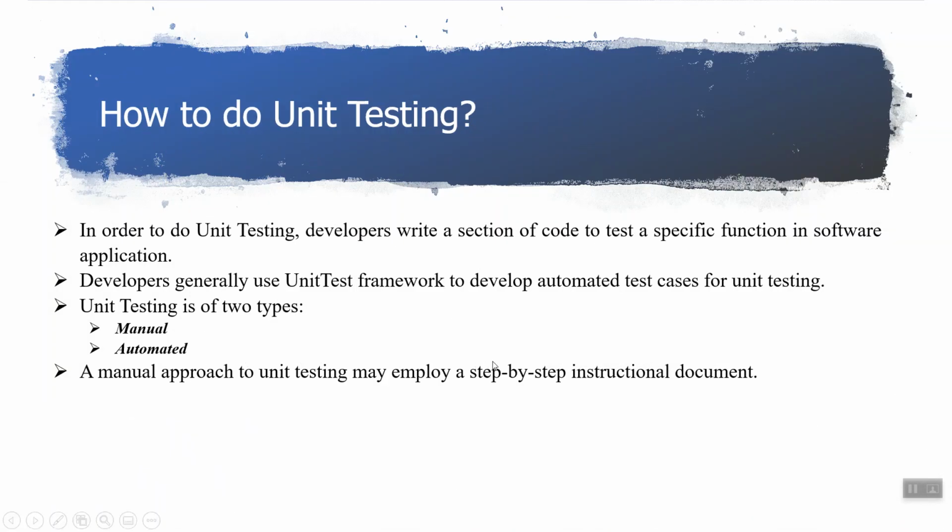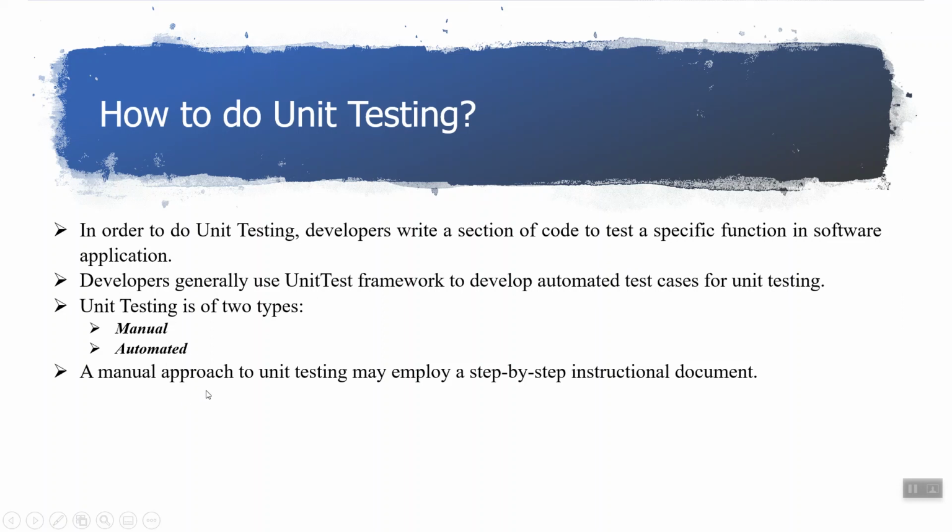The next is how to do unit testing. In order to do unit testing, developers write a section of code to test a specific function in a software application. So developers generally use a unit test framework to develop the automated test cases for unit testing. There are two ways where we can write the unit test cases. One is manual and another one is automated.